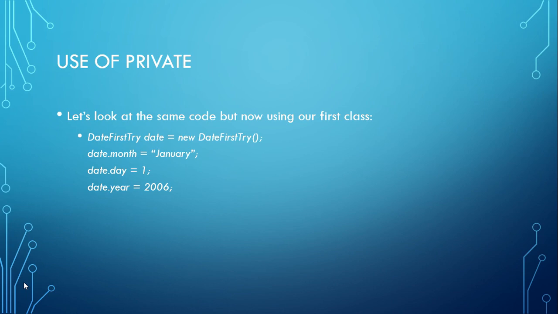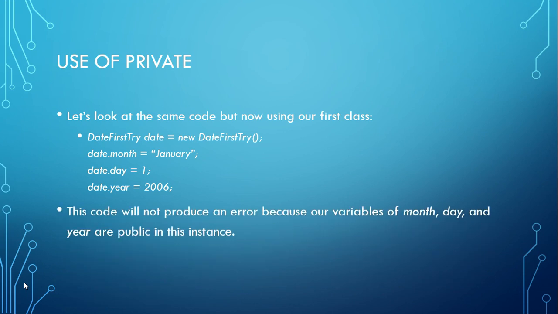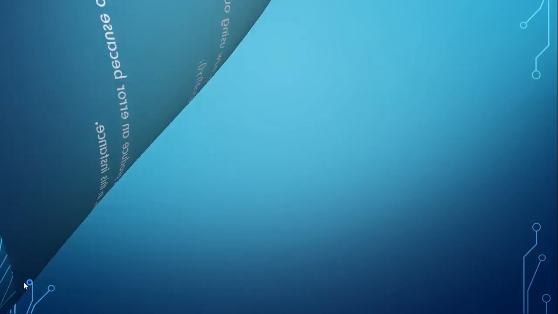Let's look again at that same code now, but using our first class. DateFirstTry date equals new DateFirstTry; date.month equals January, date.day equals 1, date.year equals 2006. This code will not produce an error because our variables of month, day, and year are public.